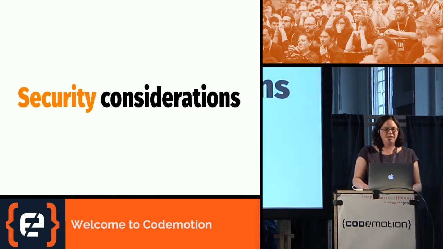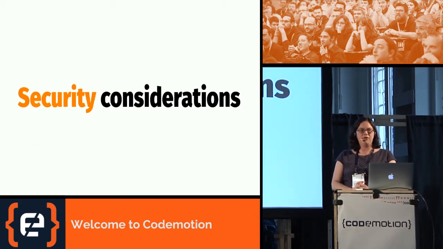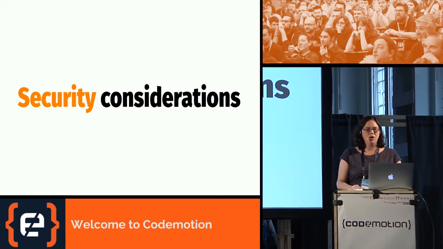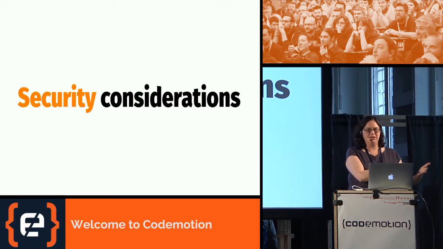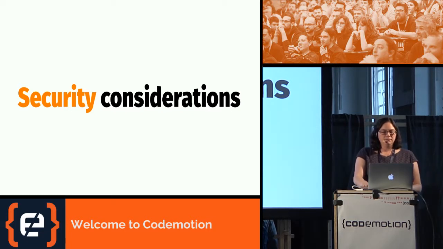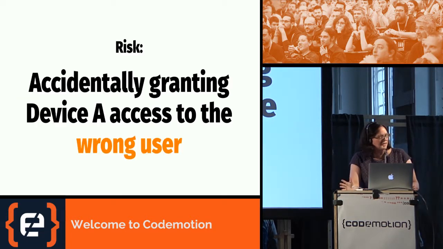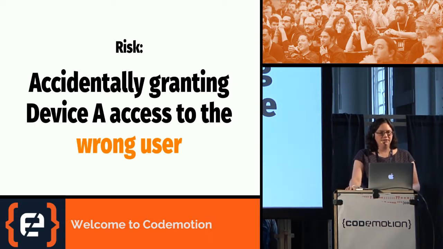So let's get into the security considerations. Now, in its most basic form, the flow that I described has a number of security problems ranging from mild and unlikely to wildly irresponsible, and I will cover them. Mitigating these security considerations means adding details to your implementation. So risk number 1: accidentally granting device A access to the wrong user.